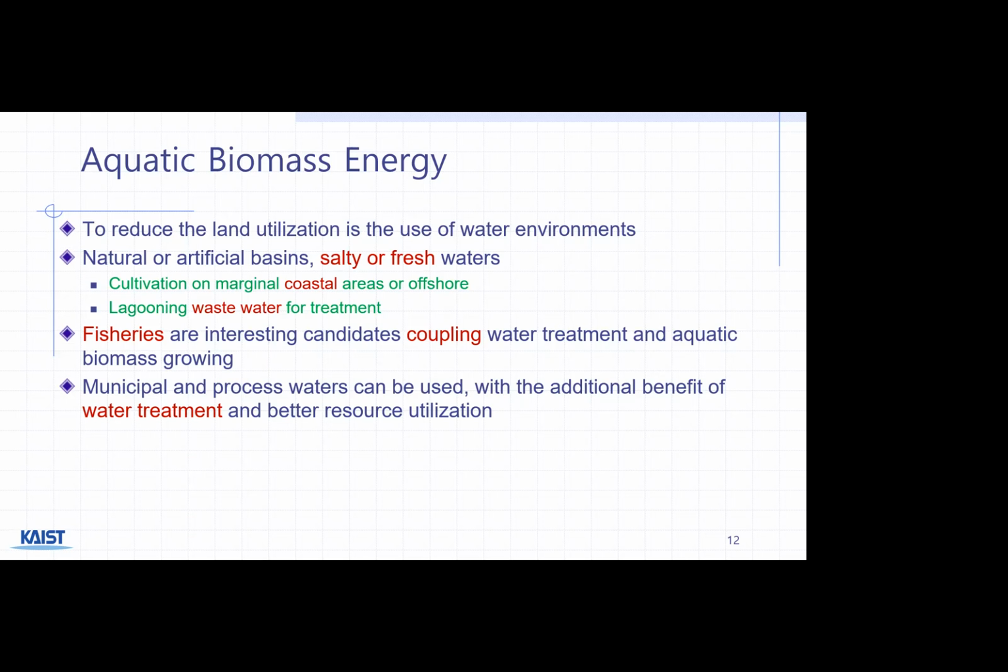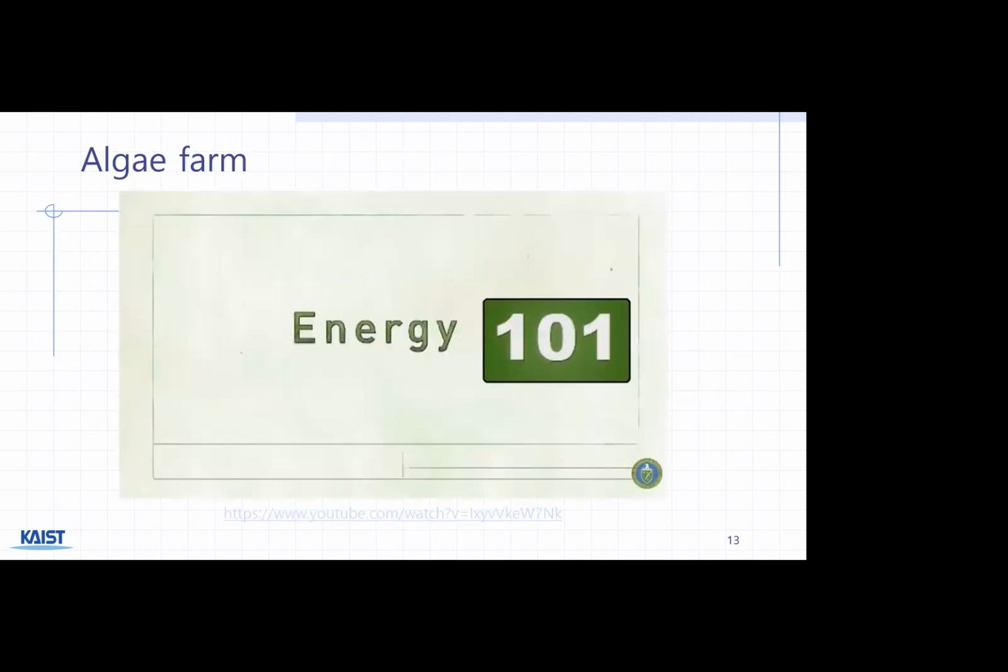Aquatic biomass energy technologies involves utilizing water environments to reduce land utilization. Aquatic environments include natural or artificial basins, salty and fresh waters. Fisheries are interesting candidates, coupling water treatment and aquatic biomass growing. Let's watch a video about algae farm.